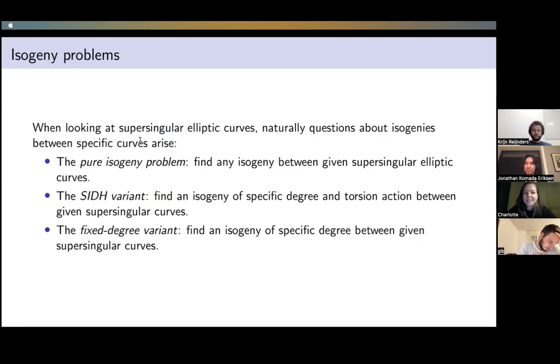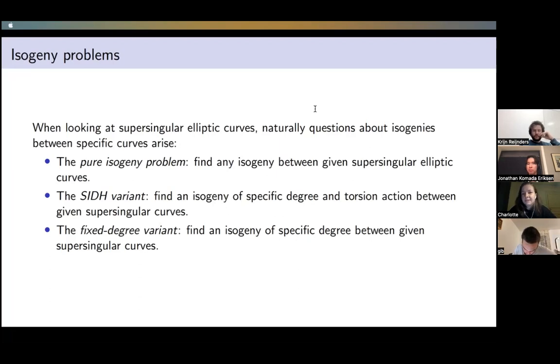then we naturally arrive at the pure isogeny problem, which is the problem of finding any isogeny between two supersingular elliptic curves. And this has been shown to be equivalent to computing endomorphism rings, and this is generally not very straightforward. And when we look now at what kinds of isogenies we see in practice in isogeny-based cryptography, we can, for example, find often that there are additional constraints on what kind of isogeny is considered the right isogeny to solve this problem.